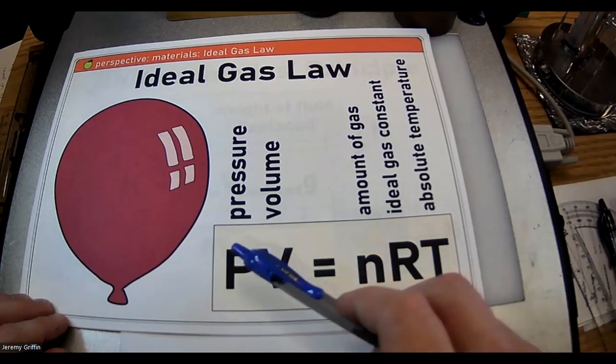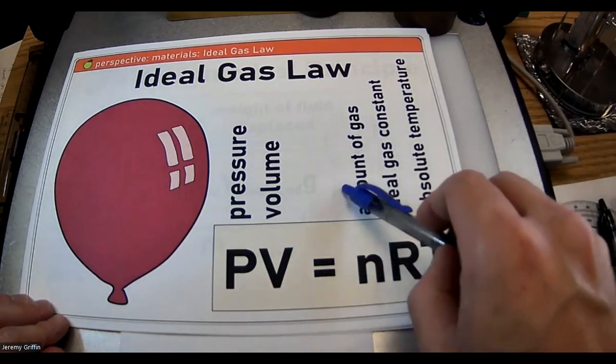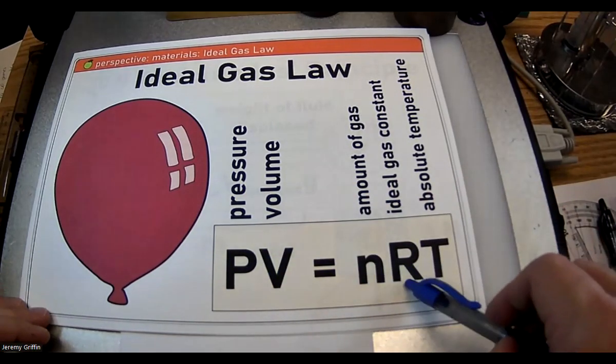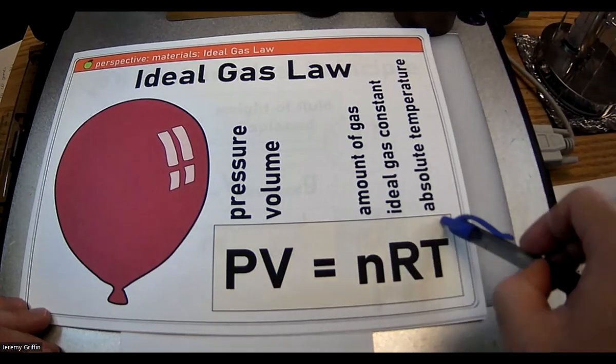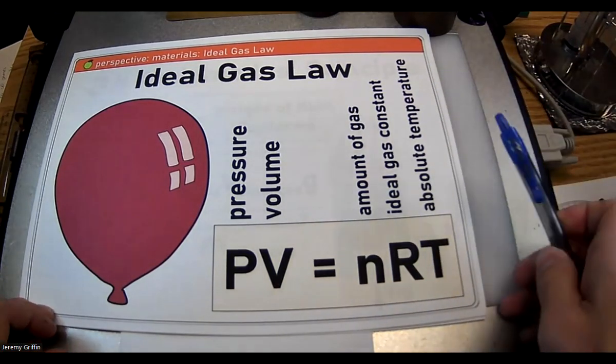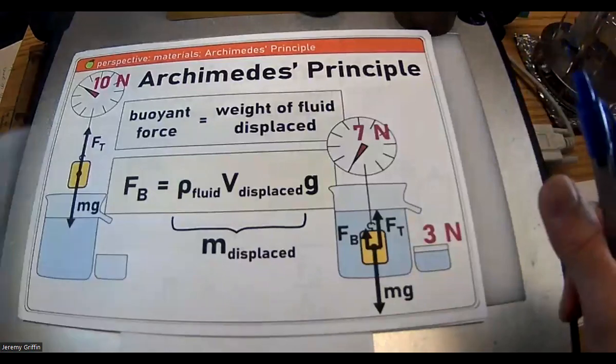Talked about ideal gas law. Pressure times volume equals the amount of gas, usually measured in moles, times some constant times the absolute temperature that you have to measure in Kelvin. So we've gone through some of those examples.